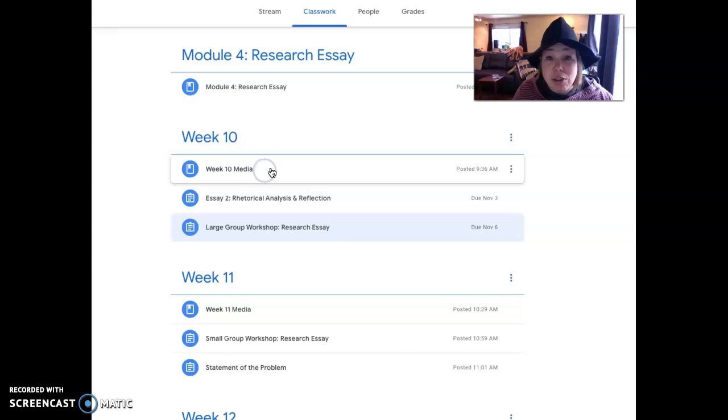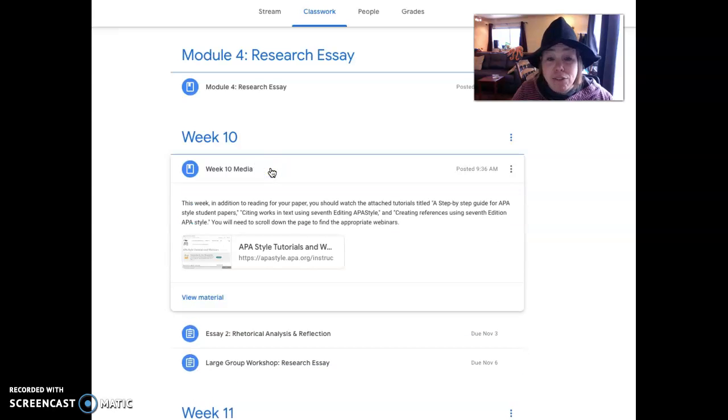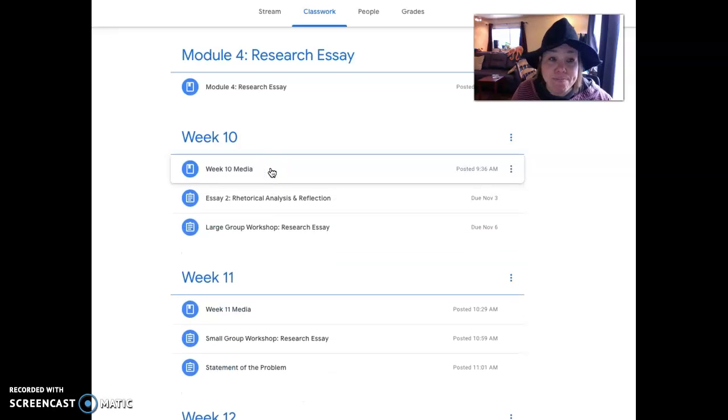Okay, so this week in terms of media, I have just given you the APA style tutorials. These are really useful because, as you're probably already noticing, the tiny details that go into APA style are so vast that unless you really draw your attention to these specific details, you're not even going to notice them. These tutorials are really useful and they are going to help you as you move forward as an academic writer. So once you have submitted your rhetorical analysis, please turn your attention to these APA style tutorials.